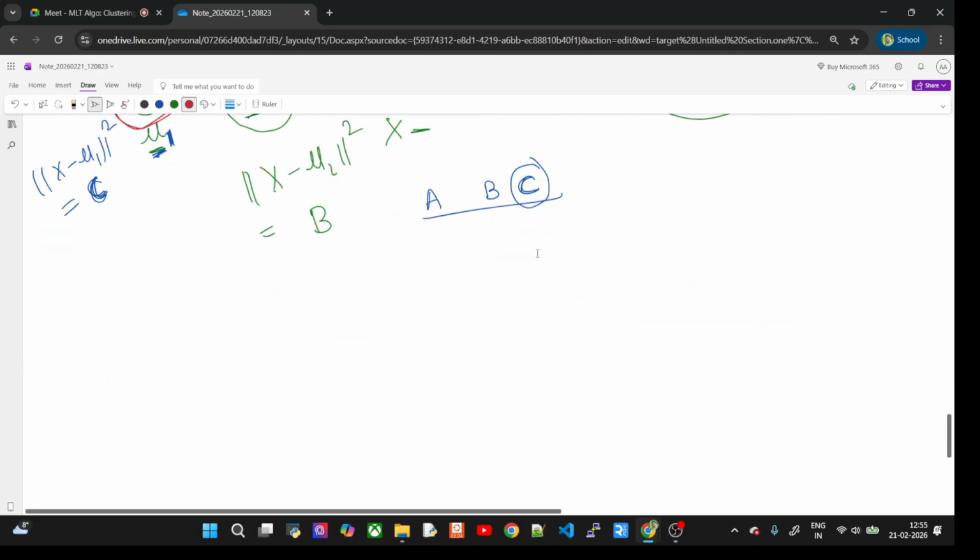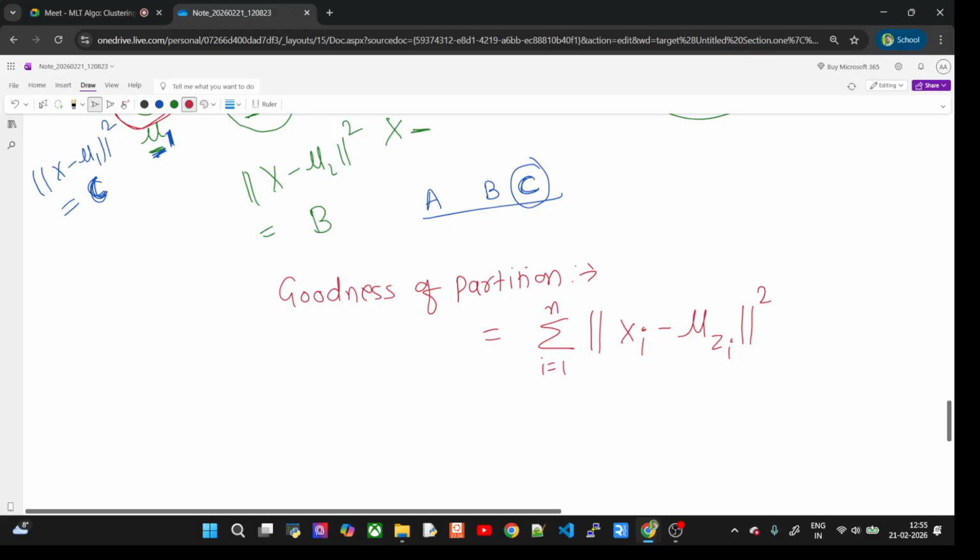I will write here, goodness of partition. It means whatever partition you have done, is that partition okay, meaning is every point happy with that partition or not: xi minus mu zi, and you are calculating the square.